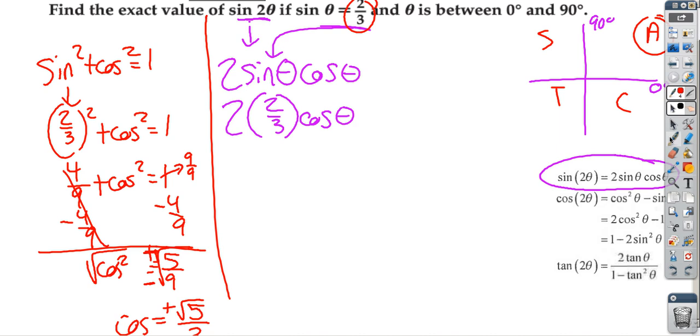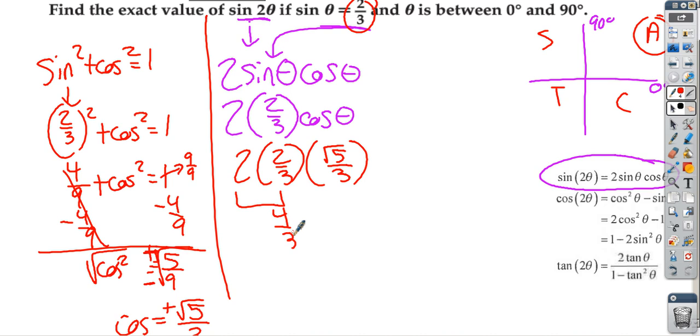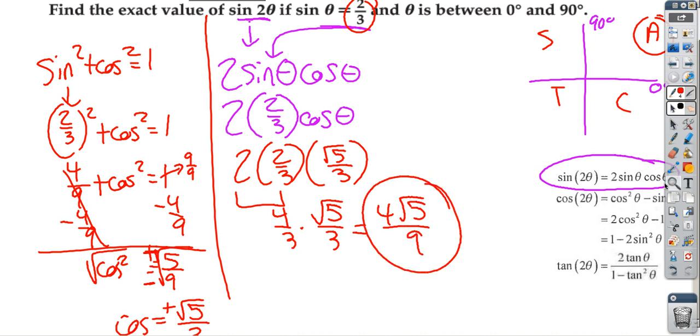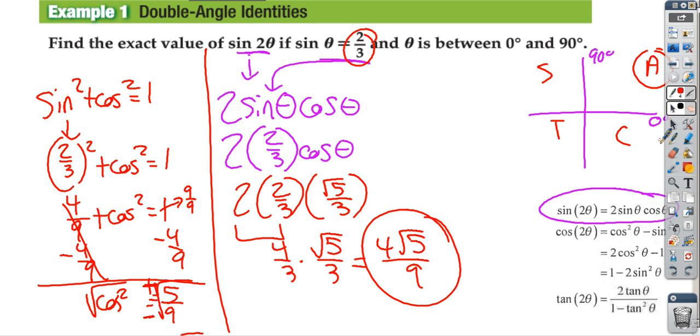So let's plug that in now that we found cosine. We have 2 times 2/3 times the thing we just found cosine to equal. And 2 times 2 would be 4, so we have 4 over 3 times root 5 over 3. And that's going to equal 4 root 5 over 9. And that right there is actually the value of sine 2 theta. So let me show you how to check that on a calculator.